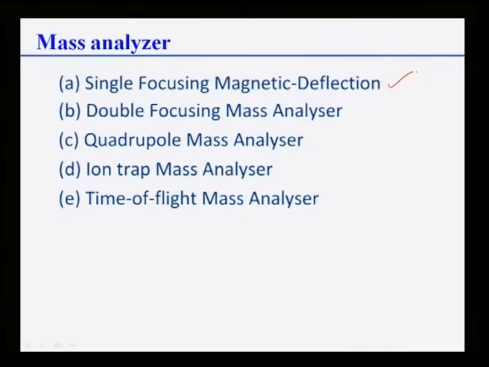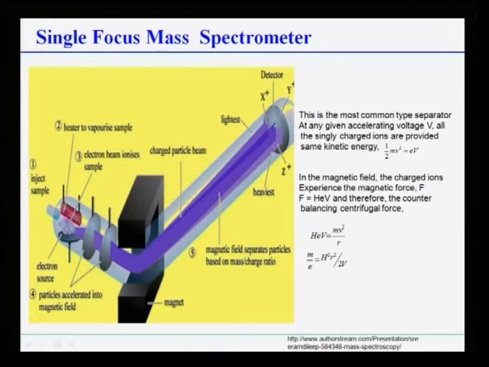Now, after creating the ions, you have to analyze the masses. How do you analyze the masses? There are a host of techniques available. First and very simple one is single focusing magnetic deflection, which I will tell you. Second one is double focusing magnetic analyzer. Third one, which is widely used, is quadrupole mass analyzer. Then you have the ion trap mass analyzer, and the last one, which is very popular, is known as time of flight mass analyzer. Let us look at them.